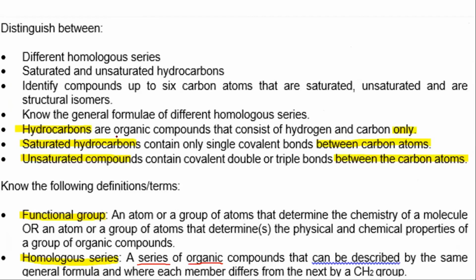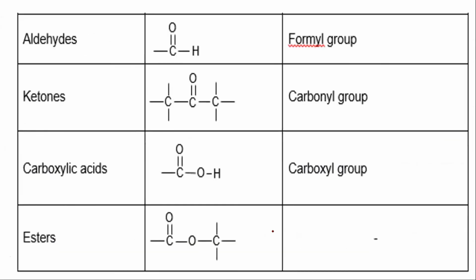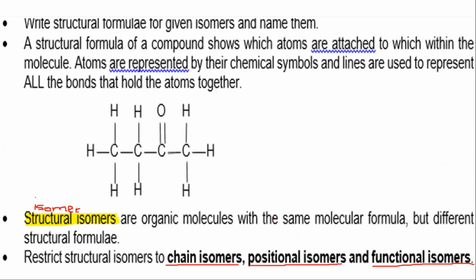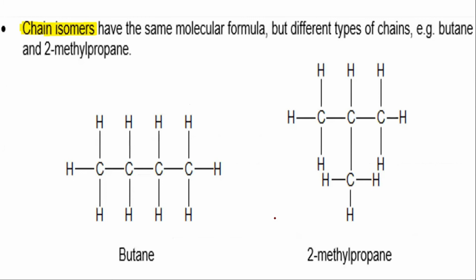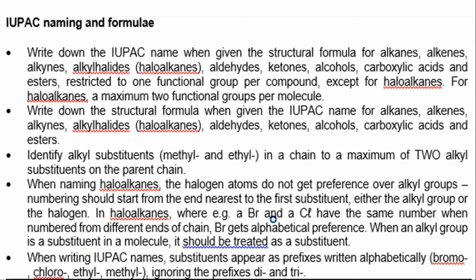You see, they are organic compounds that consist of hydrogen and carbon atoms only. And then saturated hydrocarbons, they contain only single covalent bonds between carbon atoms. And can you see there, between carbon atoms is also very critical. So that is what you are supposed to know, and you are supposed to define in that particular fashion.